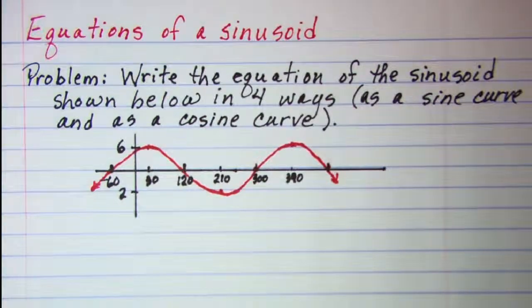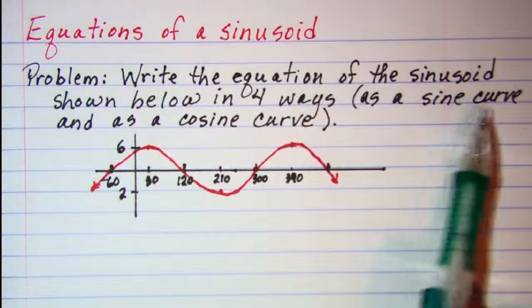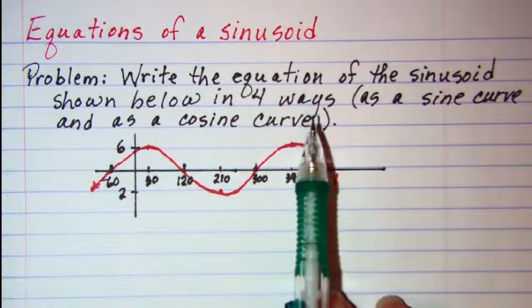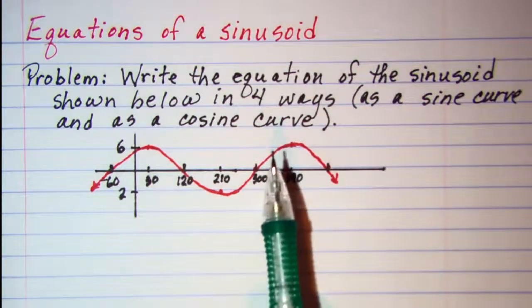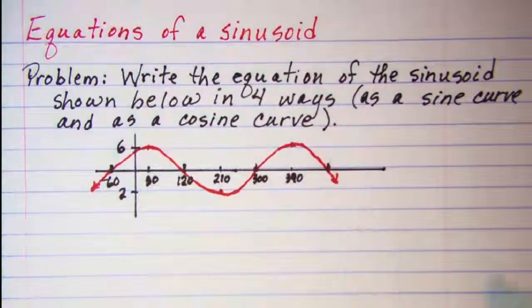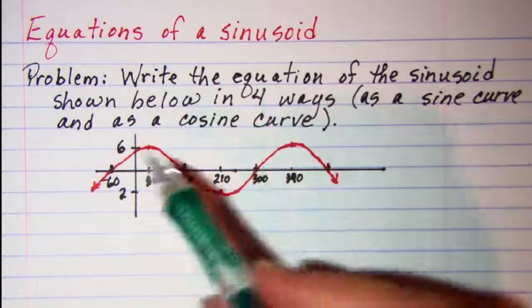In this video, we'll be looking at different ways to write the equation of a sinusoid. The problem that we'll be working with is: write the equation of the sinusoid shown below in four ways, both as a sine curve and as a cosine curve. Alright, so let's look at it as a sine curve first.